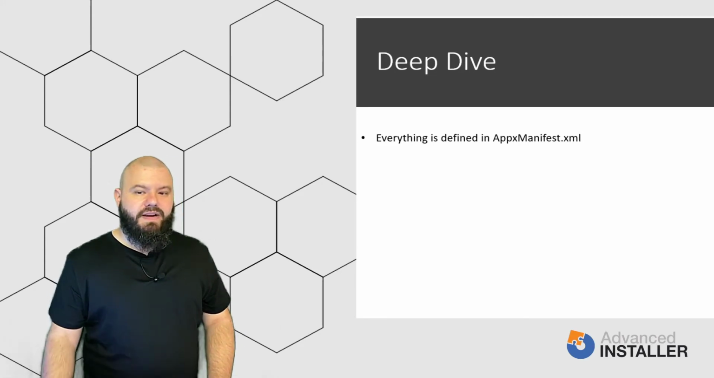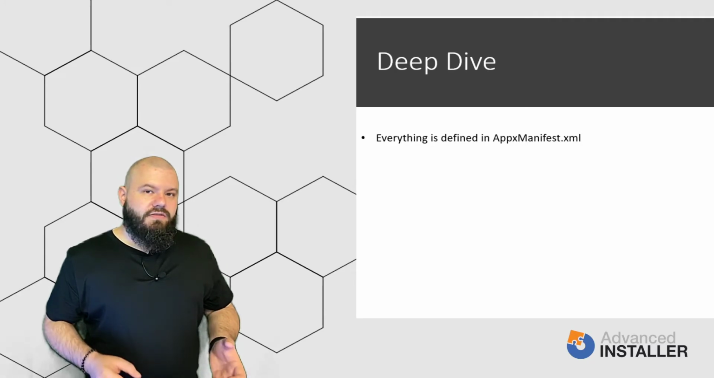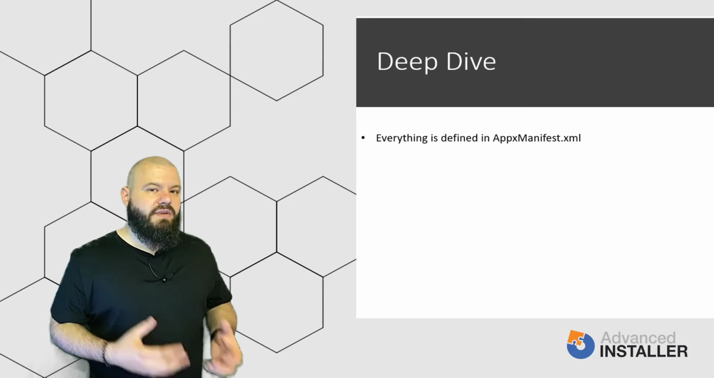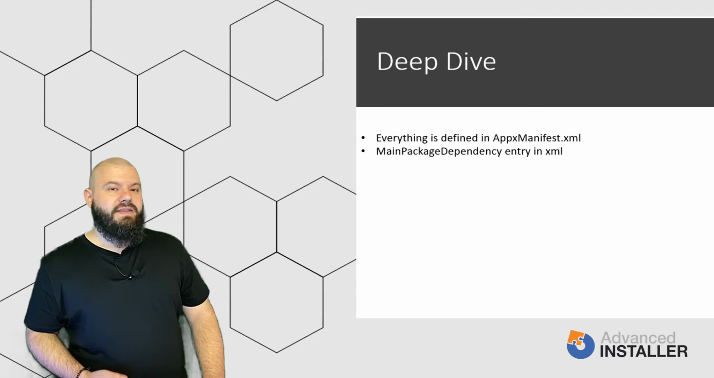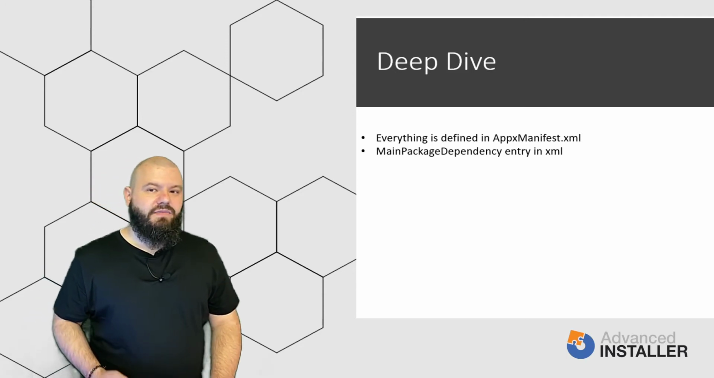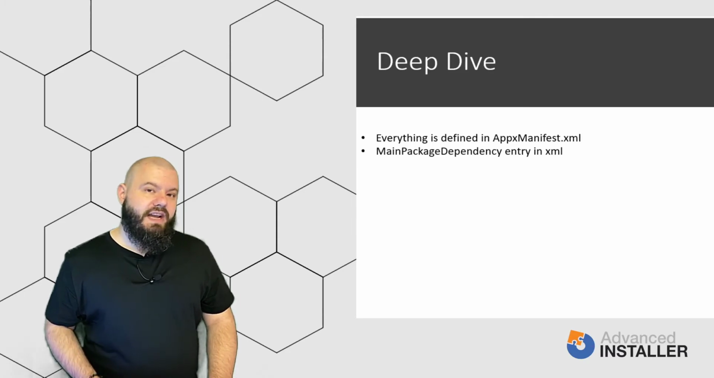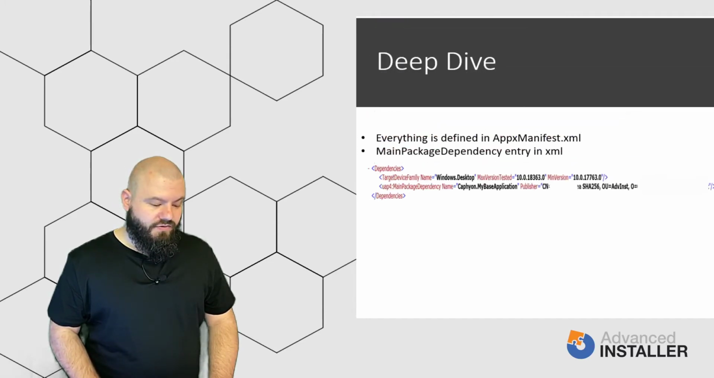So modification packages, as said, are technically MSIX files. And of course, all of the behavior of the MSIX package is stored in the AppxManifest.xml file. To define that an MSIX package is a modification package, there is a main package dependency entry which you need to add in your manifest file. That comes with two attributes.